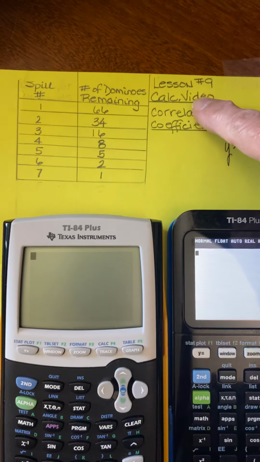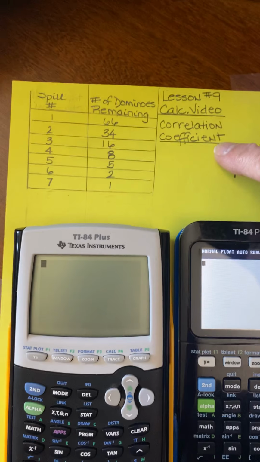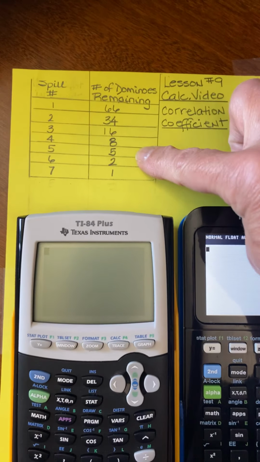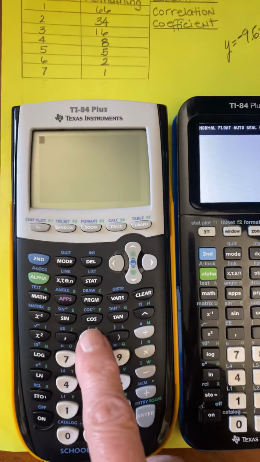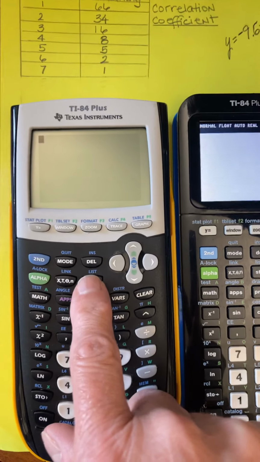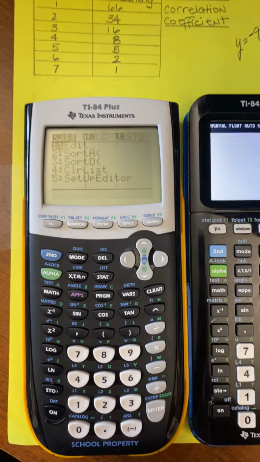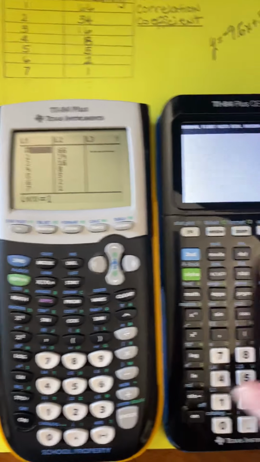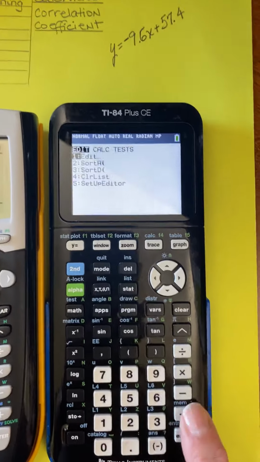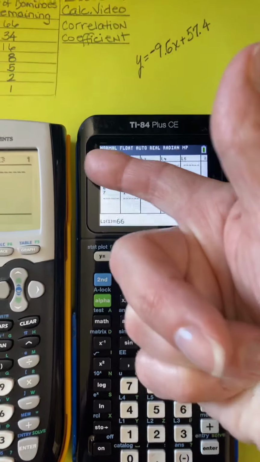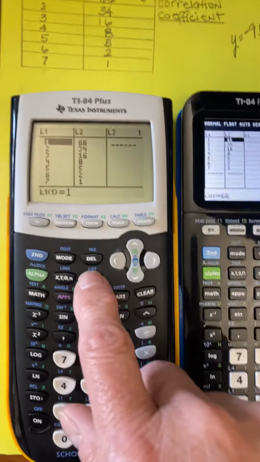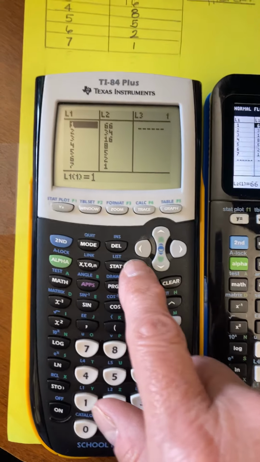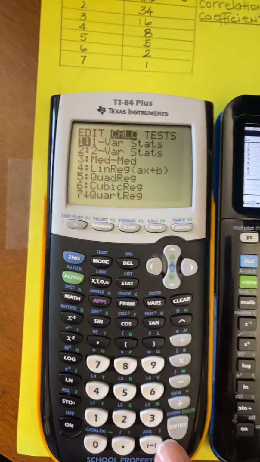We're going to do the calculator video for lesson 9 today, finding the correlation coefficient. I'm going to use this table of data, no decimals, easy to enter, and I have that information already entered into my calculator in Stat Edit. And there's the list. I did the same thing over here, when I go to Stat Edit, I already have that list entered.